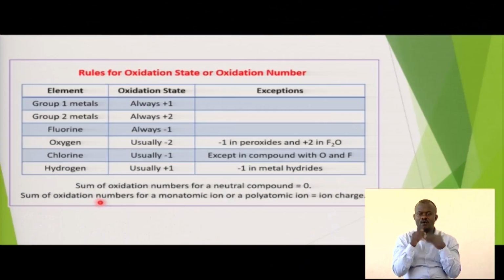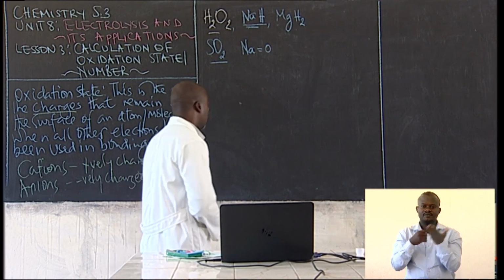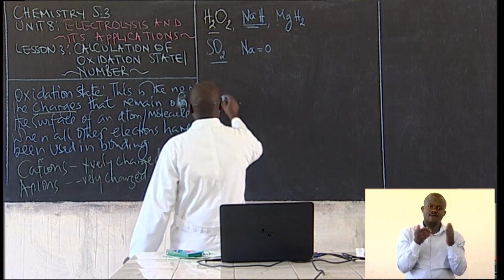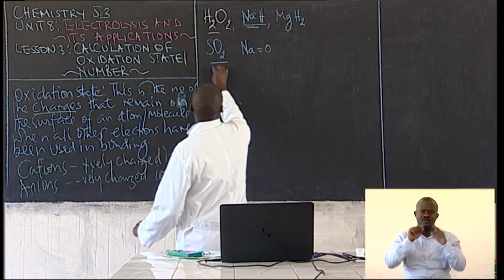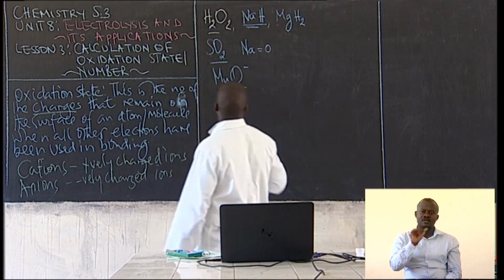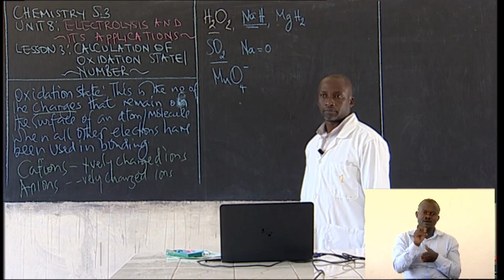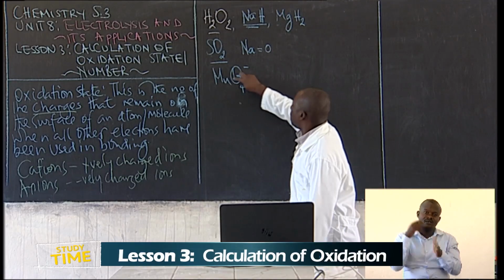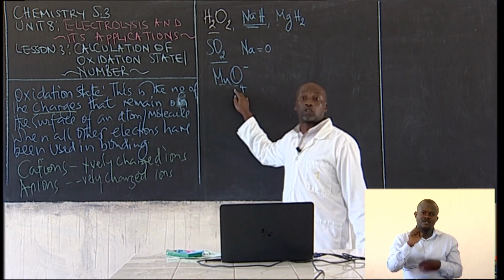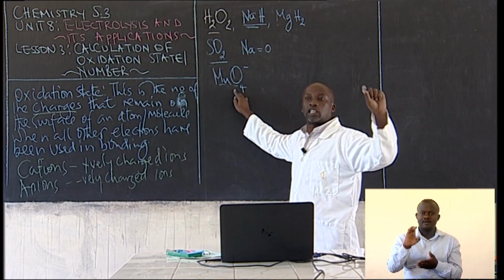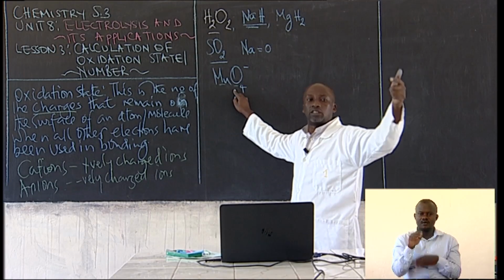Sum of oxidation numbers for monoatomic ion or polyatomic ion is equal to the ion charge. What do I mean here? This is an example that if I have a compound, let me use this compound as an example. Manganese 7 ions. The negative charge, the sum of the manganese and the oxygen, this is a polyatomic ion. It has more than one ion. So that's why we call it a polyatomic.